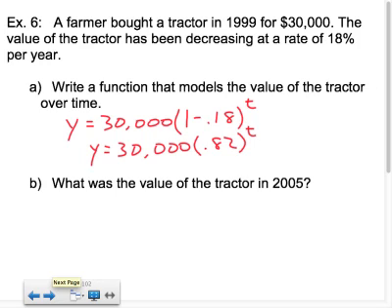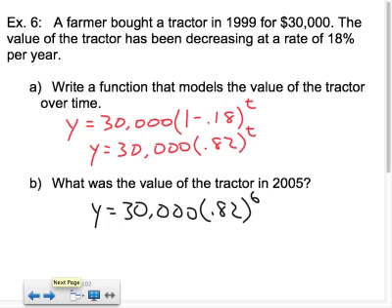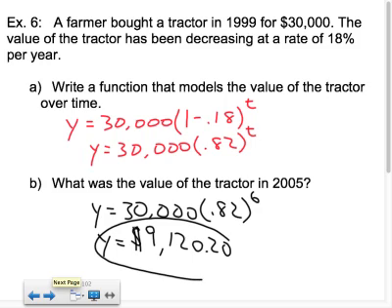Part B says, what's the value of the tractor in 2005? Well, it's been 6 years. Okay, so in other words, plug in 6 for t. Y equals 30,000 times 0.82 to the 6th. And then at that point, that's when you would go to your calculator. 30,000 times 0.82 raised to the 6th. And you get the tractor's worth roughly $9,120.20. All right. So in 6 years, you've lost quite a lot of money, over $20,000.